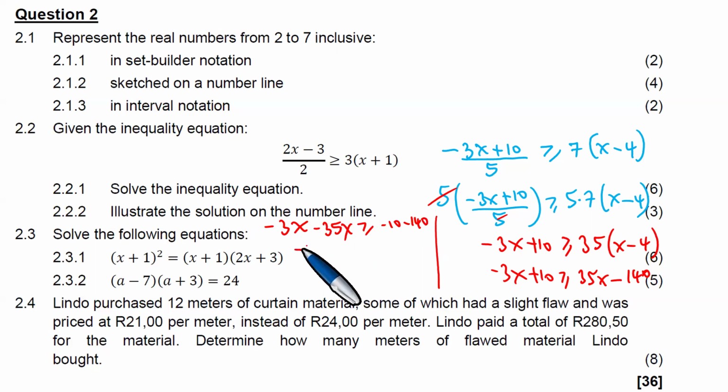Then we take them. So minus 3x minus 35x is like a minus 38x. Then you have minus 10 minus 140, it's negative 150. Every time when they're both negative, the common sign stays negative instead of changing to a positive.